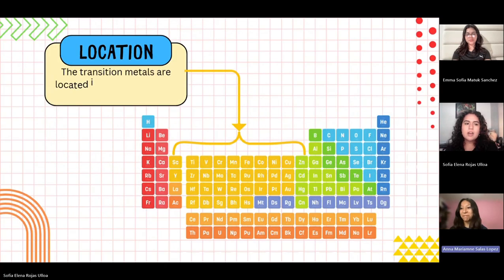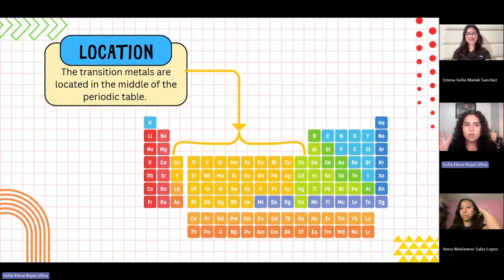Yeah, thank you. Now I'm going to present the location in the periodic table. It is important to say that the transition metals are located in the middle of the periodic table. They are called transition because they are in the transition zone between the metals and the alkalis. Then the group B comes from an old system of the periodic table. It's just a naming system used to separate them.